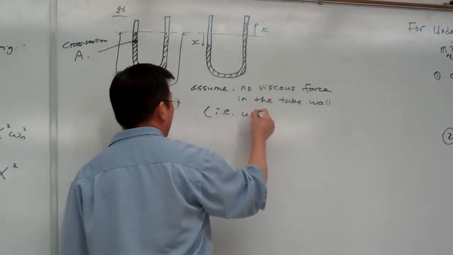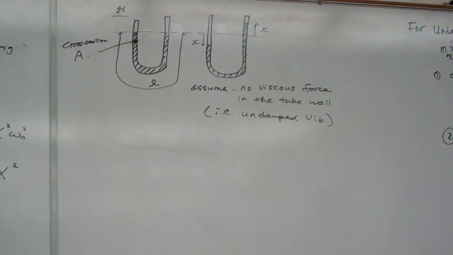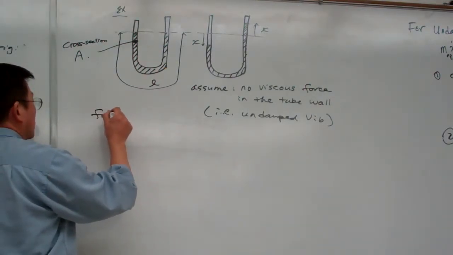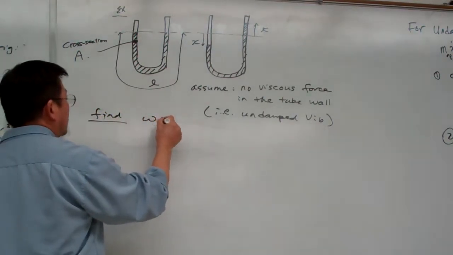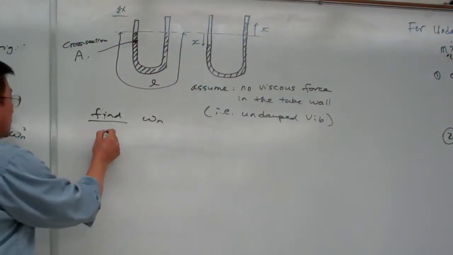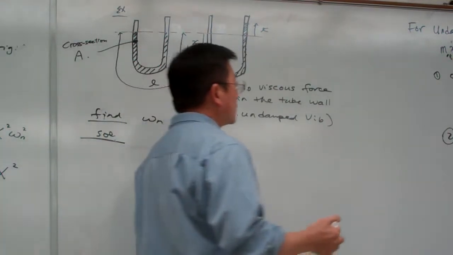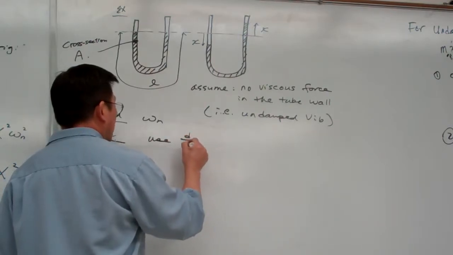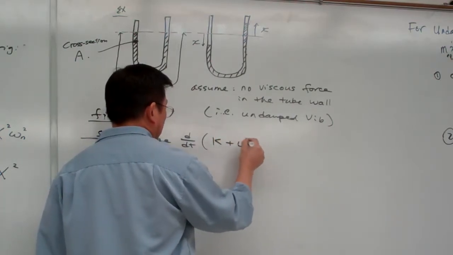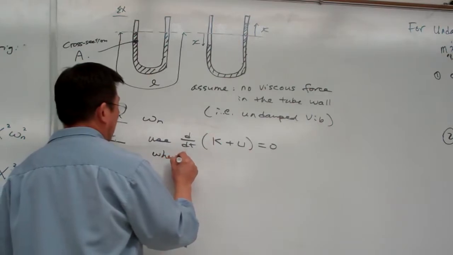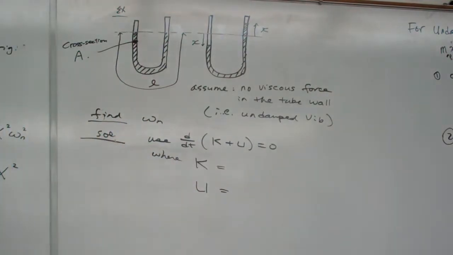So that means undamped vibrations. So we want to find omega n, the undamped natural frequency here. So our solution, we can do it like this. I'm going to apply the principle that the derivative of the total energy is 0. Okay, so we simply focus on formulating the kinetic energy and potential energy of this system.